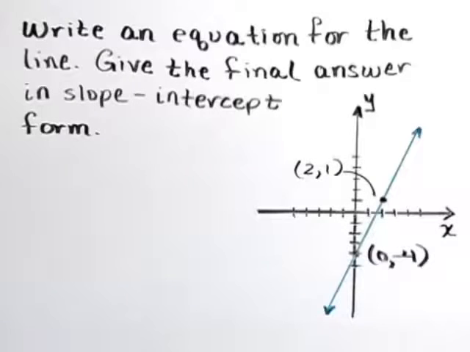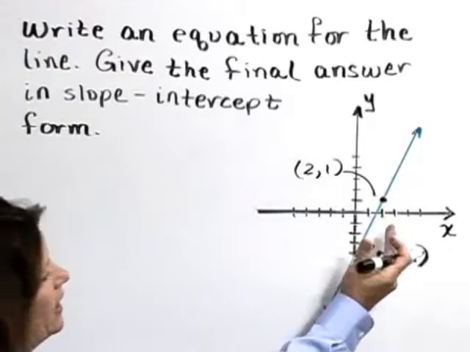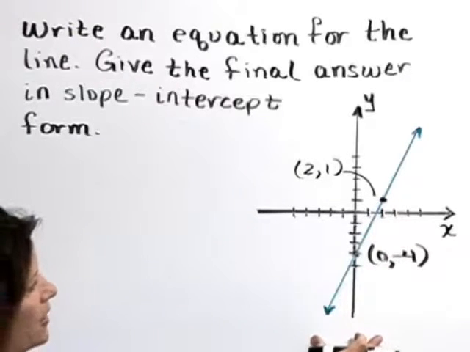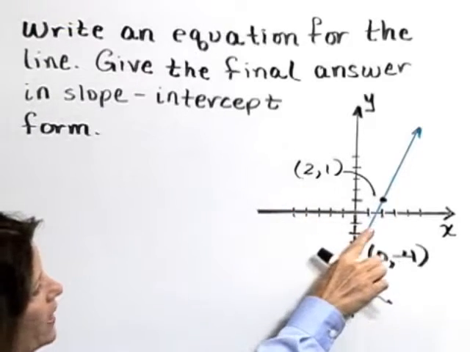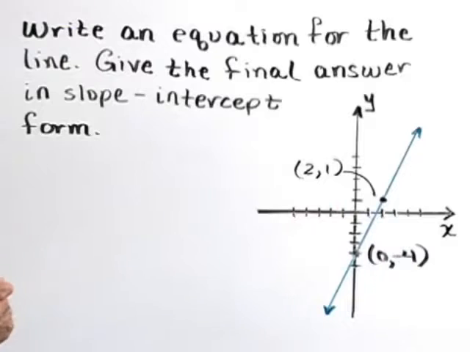Write an equation for the line given. Write the final answer in slope-intercept form. Here we have a line pictured, and it goes to the points (0, -4), as well as the point x equal 2, y equal 1.